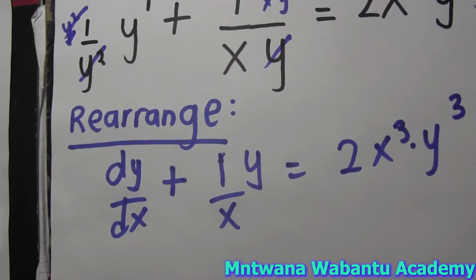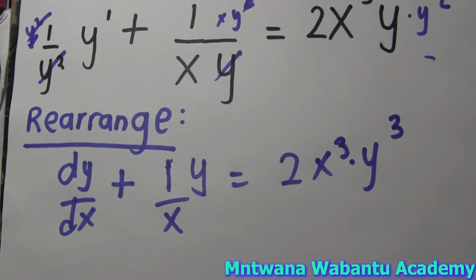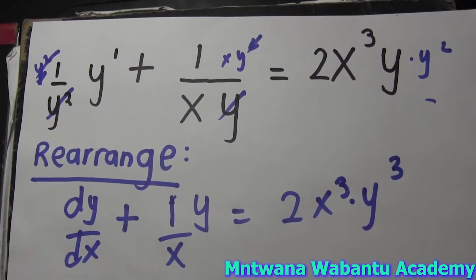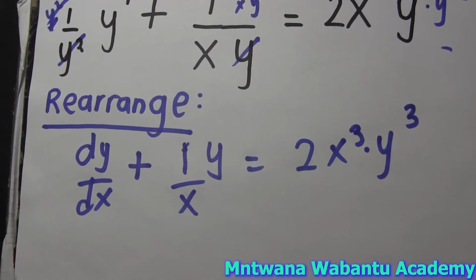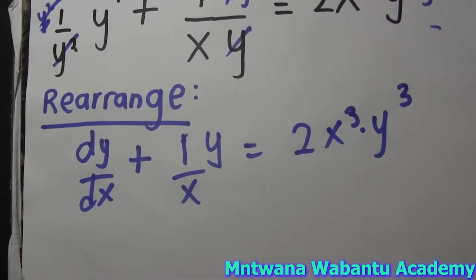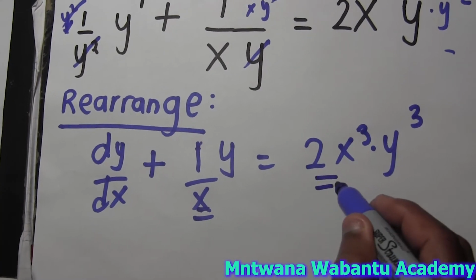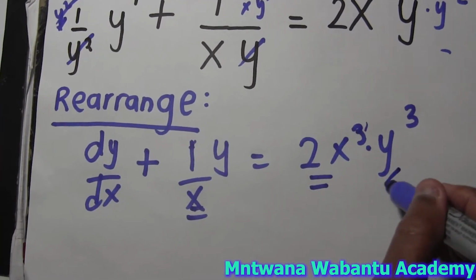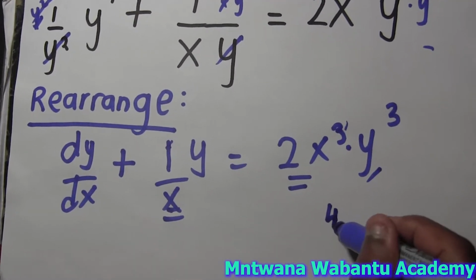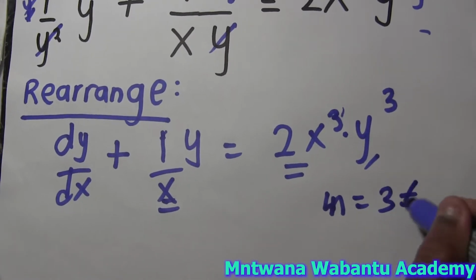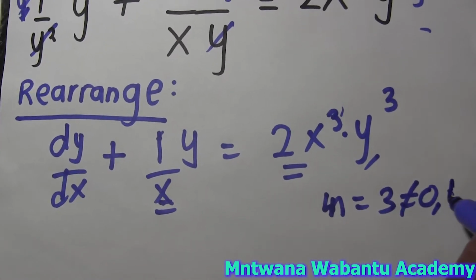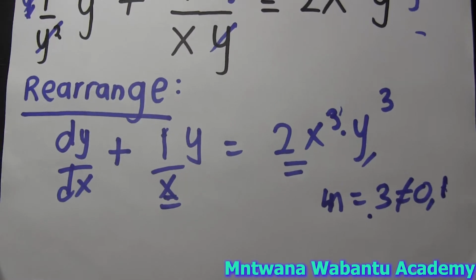So you see now it's already gone to the Bernoulli theorem. Sometimes you are given an equation which is not in Bernoulli form, and then you have to rearrange. So we know this is going to be our p of x, and this is going to be q of x, and then our n equal to 3, and this 3 is not equal to 0 or to 1. So this qualifies as a Bernoulli equation.